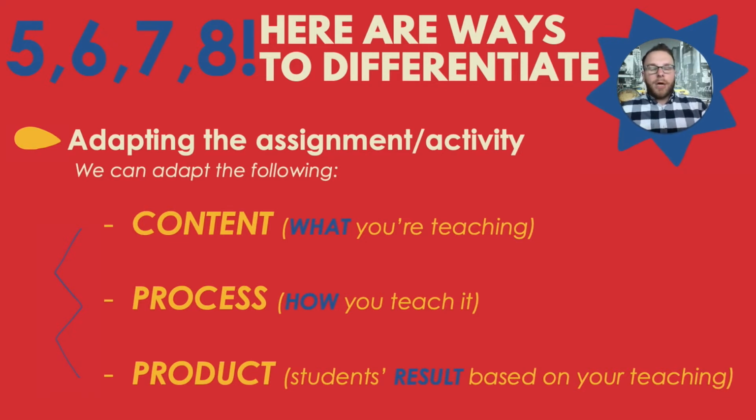The second is process. You may need to adapt how you're actually teaching the activity or the assignment so that your students can be successful. And the last one is product. It's basically the result. You're adapting the result based on your teaching that you want your students to do. So those are the three basic ways in general that we can adapt the assignment. Now we're going to look a little bit deeper into how it can look in music.